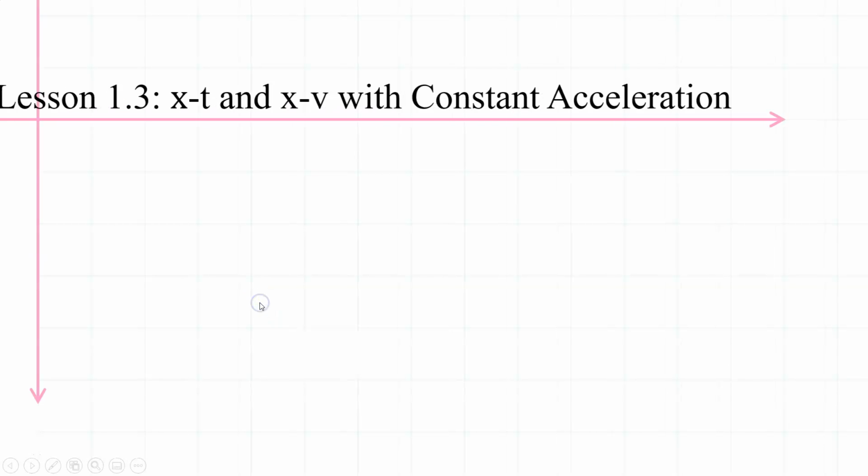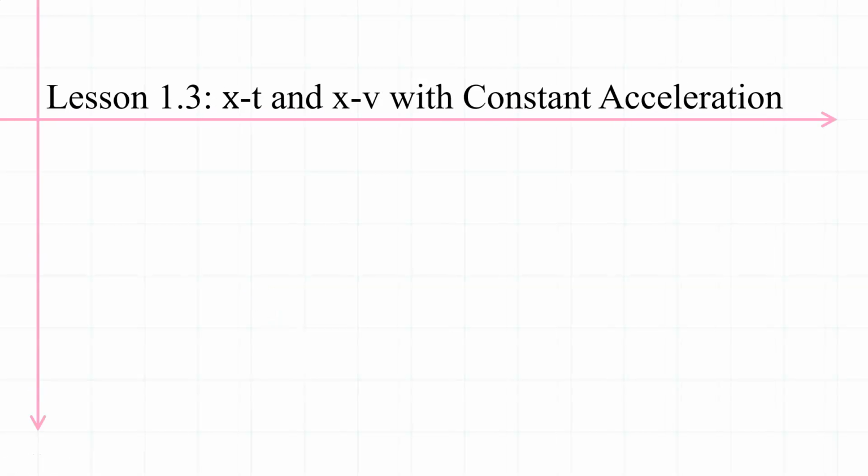In this video, we're going to take what we know about position time with a constant velocity and also velocity time with a constant acceleration, and a third equation that we're going to derive intuitively by thinking about average velocity. We're going to put all of that together and derive two new equations, an equation for distance in time with constant acceleration and distance in velocity with constant acceleration.